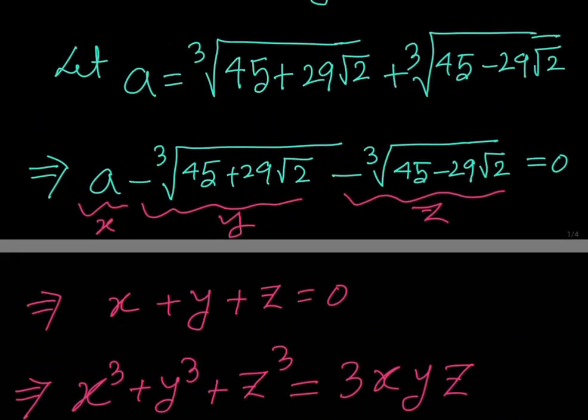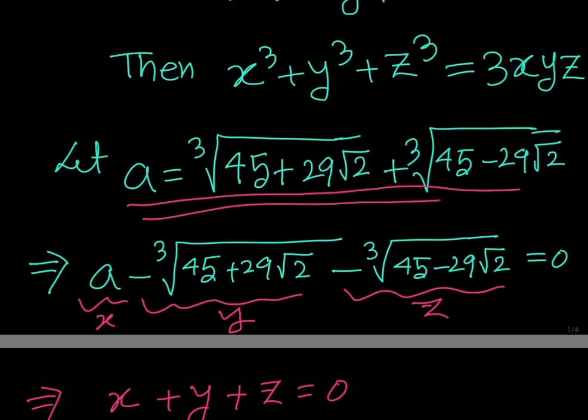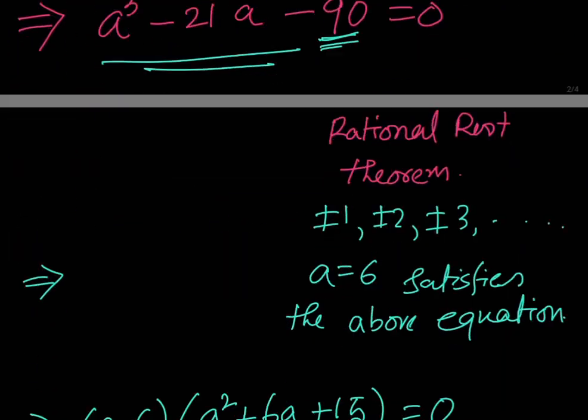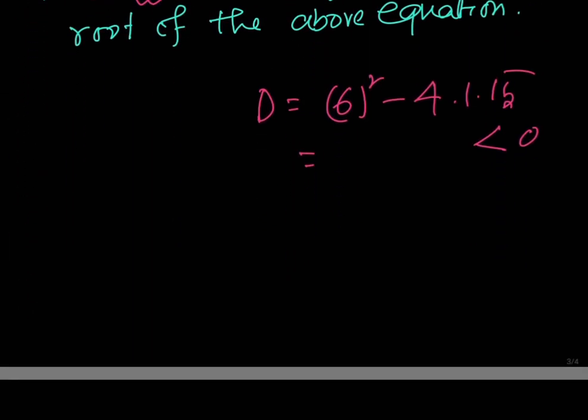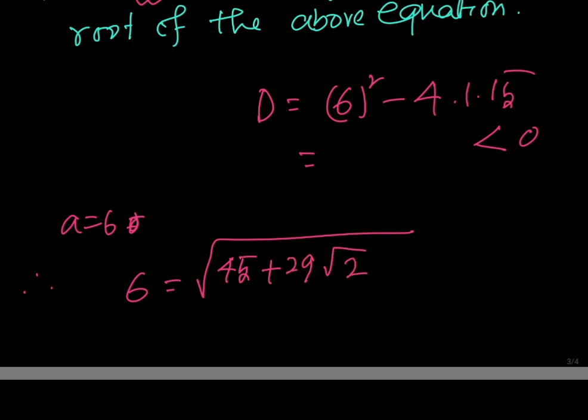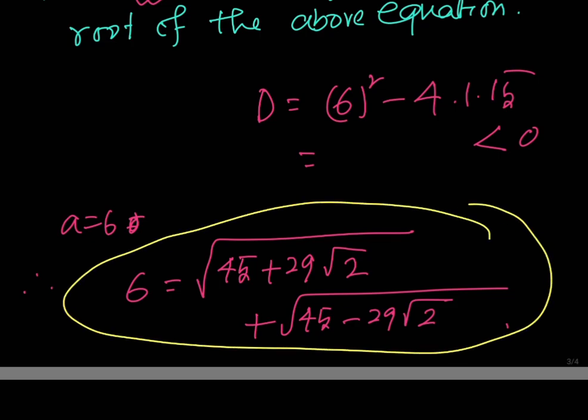But our given number, which was a equal to this, is clearly a real number. So what will a be? a will be 6. Therefore 6 will be the cube root of 45 plus 29 root 2 plus the cube root of 45 minus 29 root 2. So we have got a very nice form of 6, in terms of 45 plus 29 root 2 and 45 minus 29 root 2.